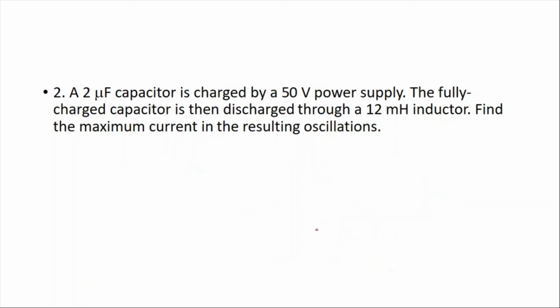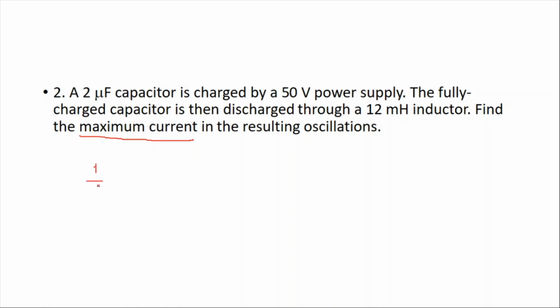Okay, next question. A 2 microfarad capacitor is charged by a 50 volt power supply. The fully charged capacitor is then discharged through a 12 millihenry inductor. Find the maximum current in the resulting oscillations. We are asked to find the maximum current. I'm going to use energy conservation to locate the maximum current.